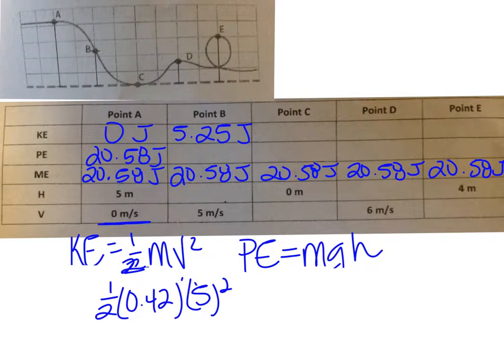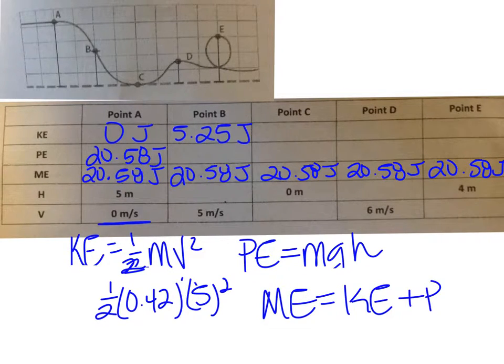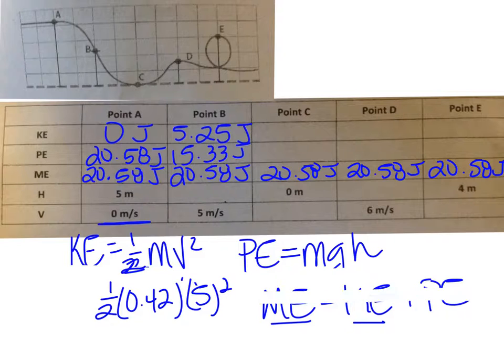Now to find our potential energy, we don't have our height, but what we do have is our mechanical energy. So we can take that formula of mechanical equals kinetic energy plus potential energy, plug in our mechanical and our kinetic, and subtract to get our potential. So when you do that, you're going to get 15.33.